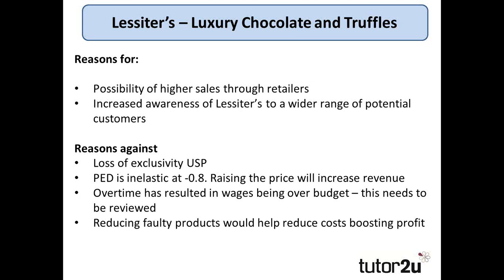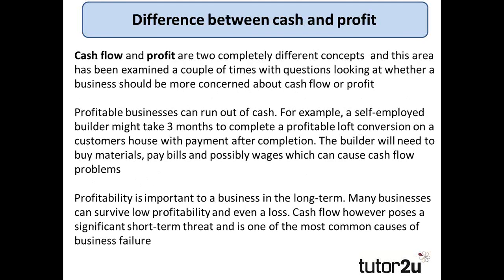Faulty products, maybe by reducing the number of faulty products, that would help boost profits. And there's a link there. There's also a link between the amount of wages being paid and the faulty products. It seems that the faulty products have increased because staff are working extra shifts. So we've got some alternative methods of improving profit over and above the one that was suggested in the question.